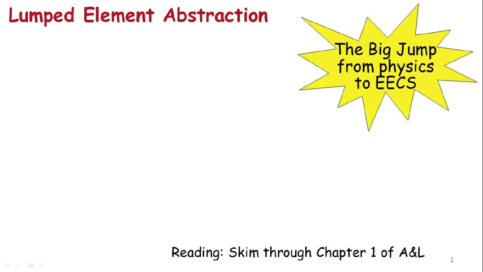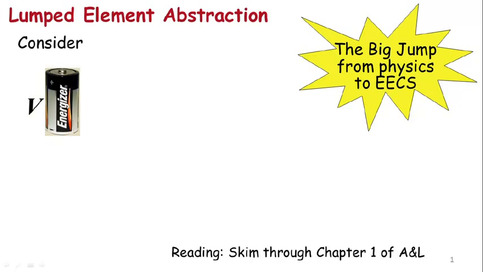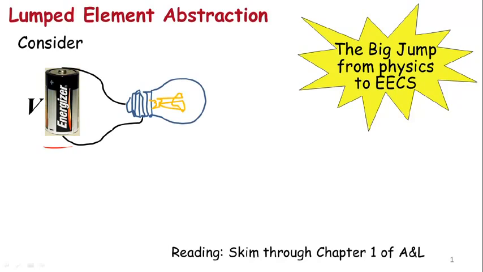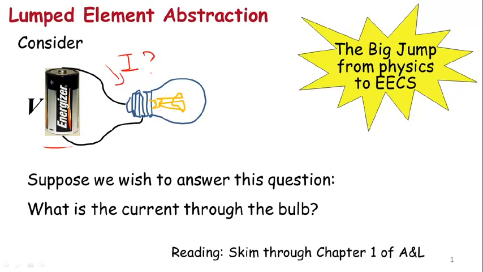So as I said earlier, 6002X will represent a big jump from physics to EECS. And let's just dive right into it and take a look at an example of the kind of problems that we might want to solve. So suppose I have a battery here that supplies a voltage V, and I connect that to a light bulb. And let us say that I wish to find out the current I that will flow through the bulb as a result of connecting the light bulb to the battery. Now, I don't want to find out anything else. All I want to know is what is the current through the bulb.